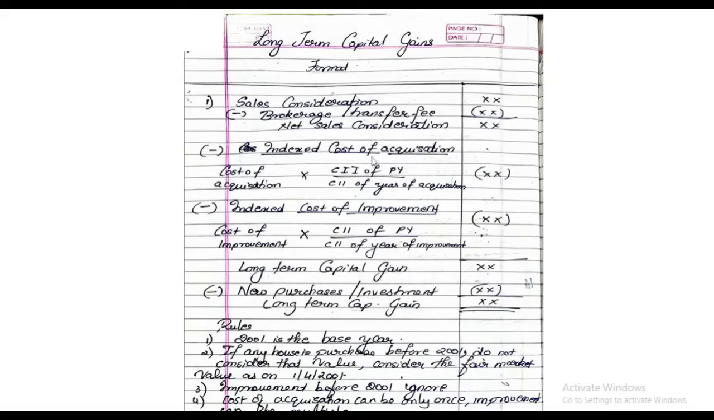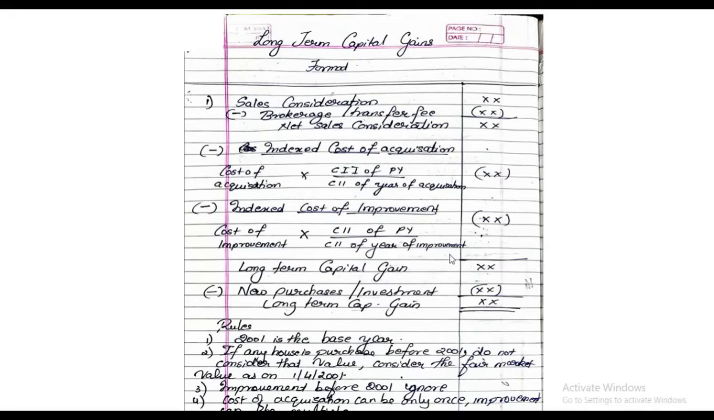After subtracting indexed cost of acquisition, the next thing is less indexed cost of improvement. Again, the formula is similar: cost of improvement into CII of previous year upon CII of year of improvement. Improvement means if you're doing any renovation on your property. With that, you can claim some deduction on the value of your sale. When you subtract your indexed cost of acquisition and improvement from your net sale consideration, we get the first answer called long-term capital gain. And if after that there is any new purchase or new investment made, we will subtract that also, and the final answer we get will be termed long-term capital gains. Very simple sum, just 4 to 5 steps, and the entire sum gets done.